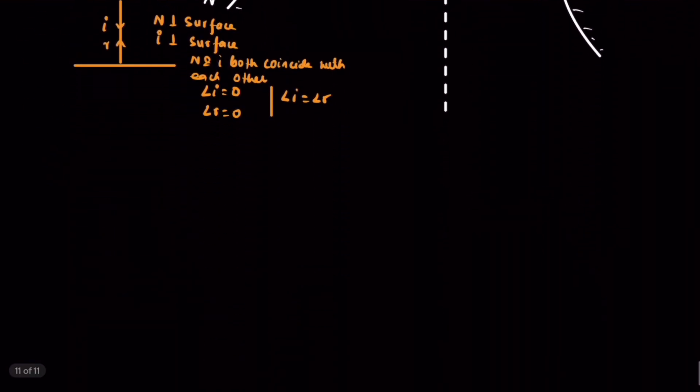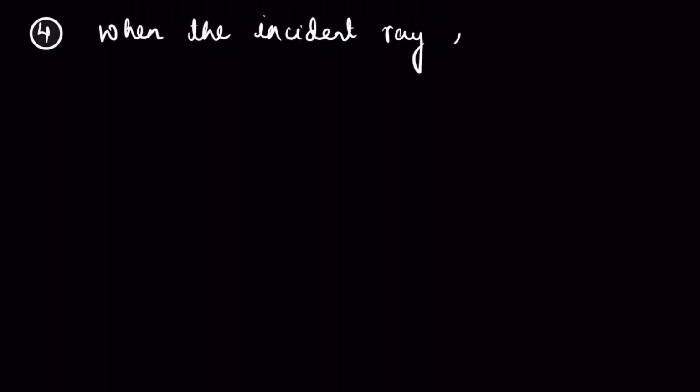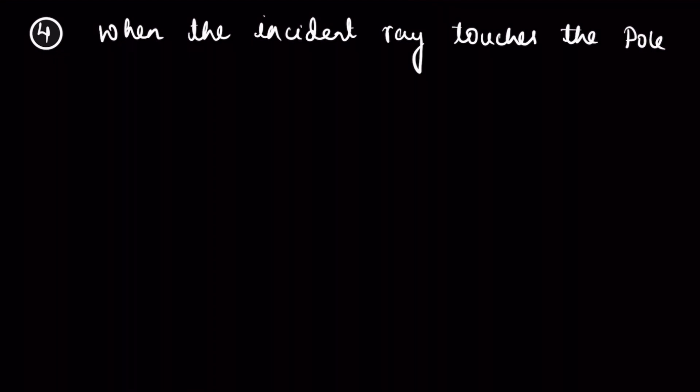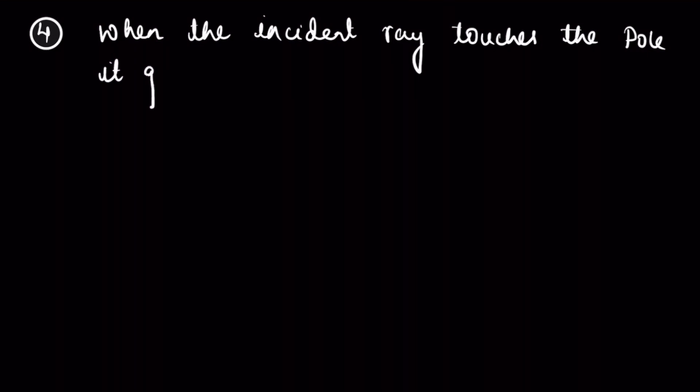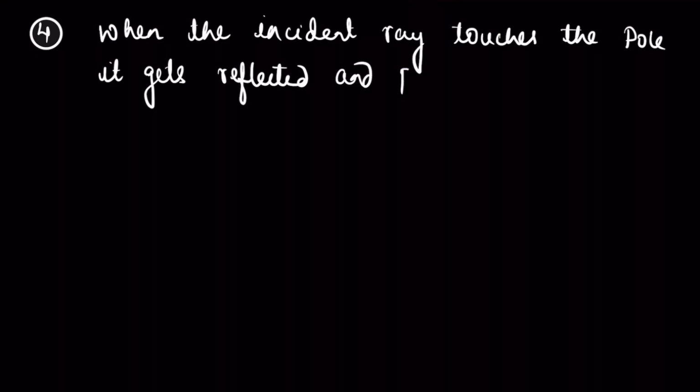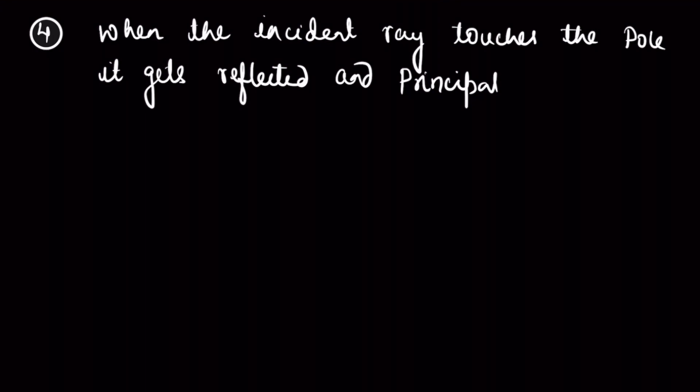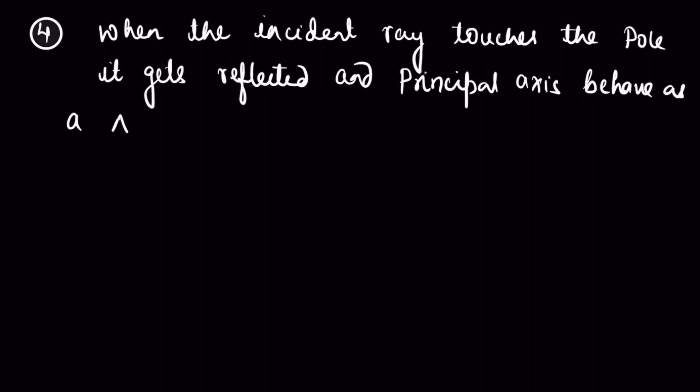One more rule, which is rule number 4: when the incident ray touches the pole, it gets reflected and the principal axis behaves as a normal. So this is rule number 4.